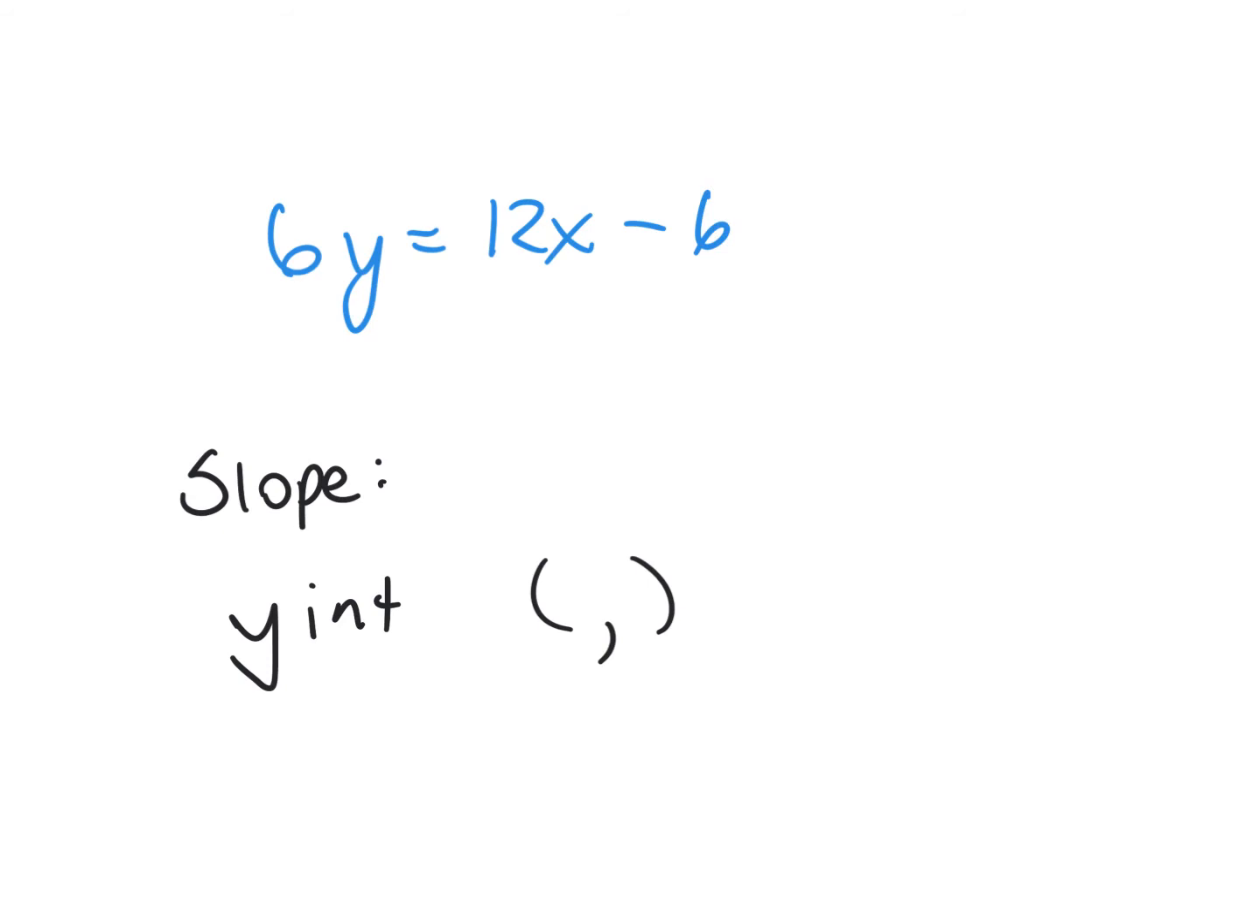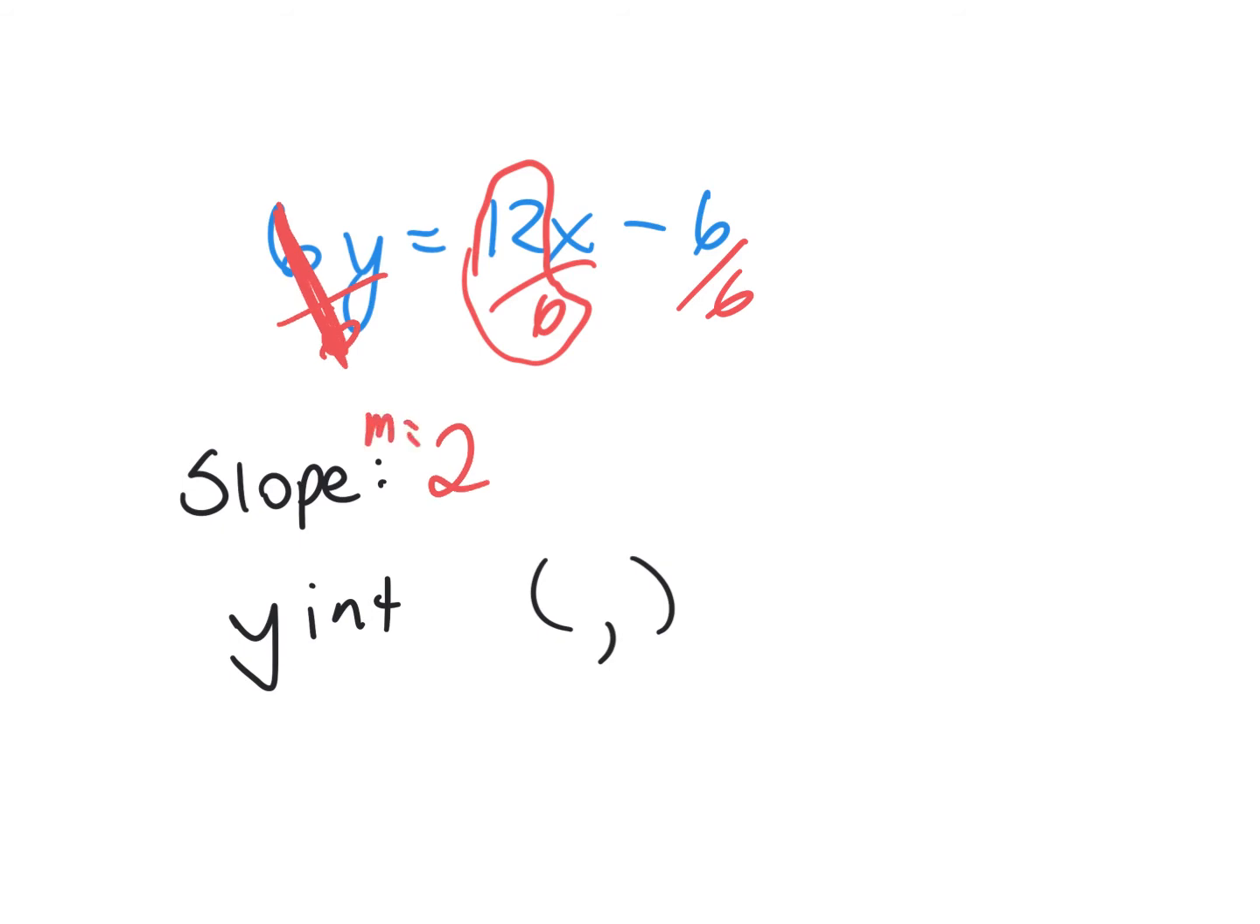Truckee, what do you divide everything by? 6. And Hazel, what ends up being the answer for the slope? 2. 12 divided by 6 is 2. Can't argue with that. What letter do they usually call that? Slope is not S. It's M. You don't have to write M equals 2, but just so you know, if you see it in the formula, M is slope. And the y-intercept? Kiernan? (0, -1). (0, -1), because the 6 over 6 gave you 1.